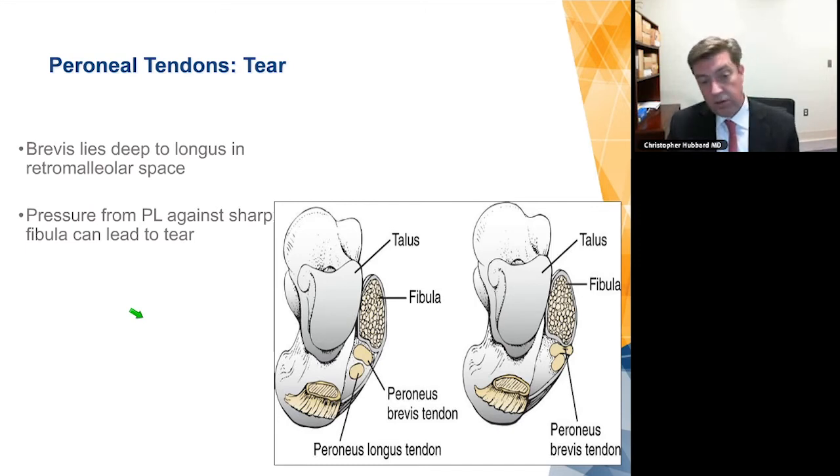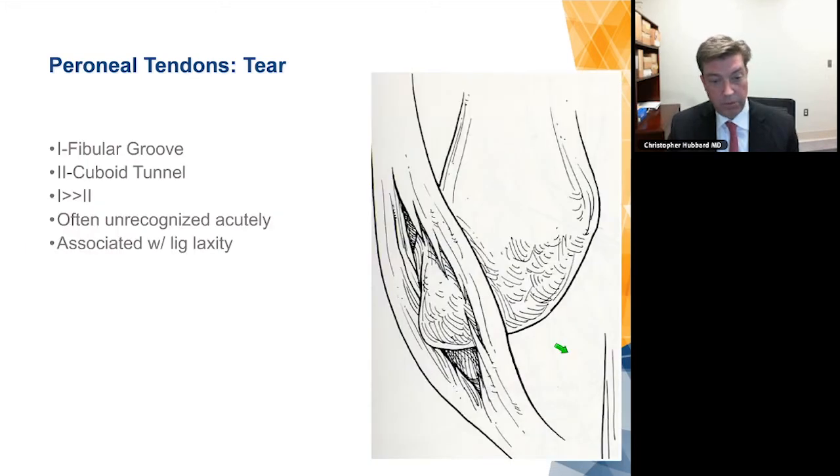Back to some of the anatomy in terms of just the tear. The two tendons again lie in this groove. It's thought that the longus pressing on the brevis then causes it to flatten and rub against the tip of the fibula, and then this can become a partial tear, even a complete through and through tear, developing something like this. So this is really the common area right behind the fibula. We're calling this a type 1.